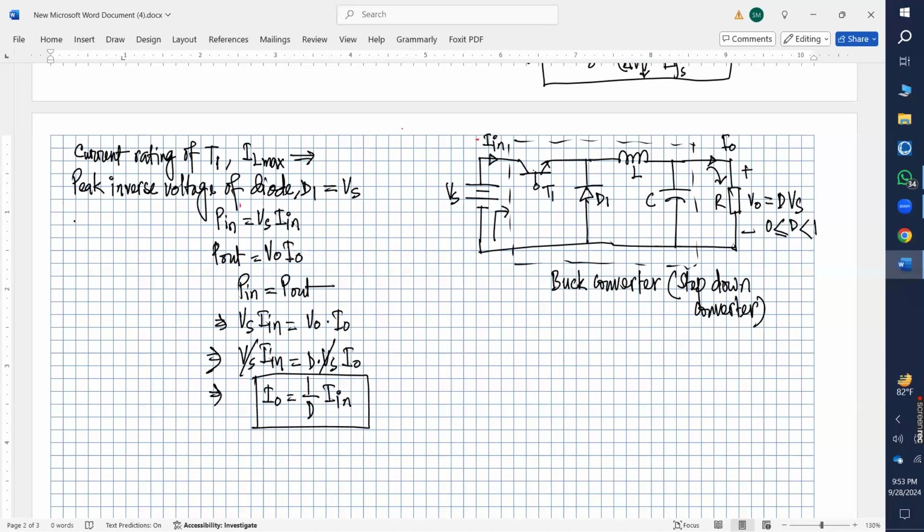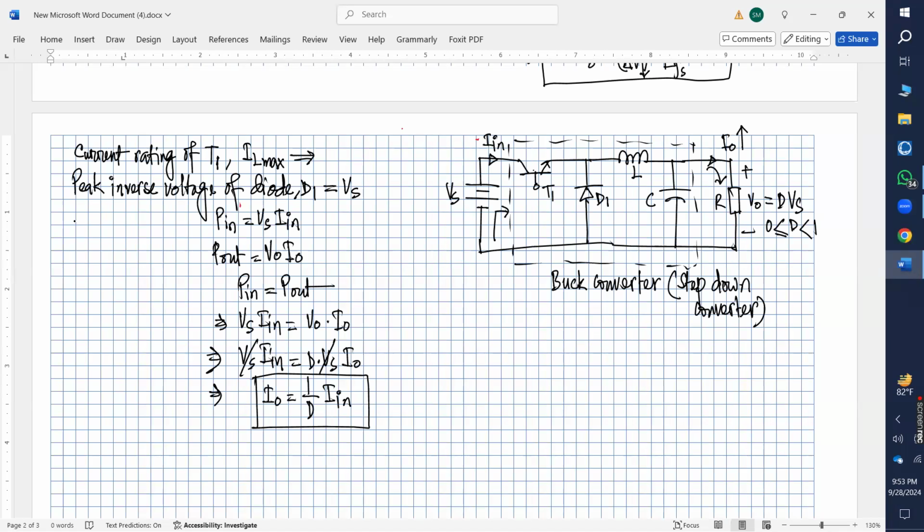So, in the ratio by which we are stepping down the voltage at the output, the current will be increased by that amount so that the power remains the same as the input. You got my point, right?